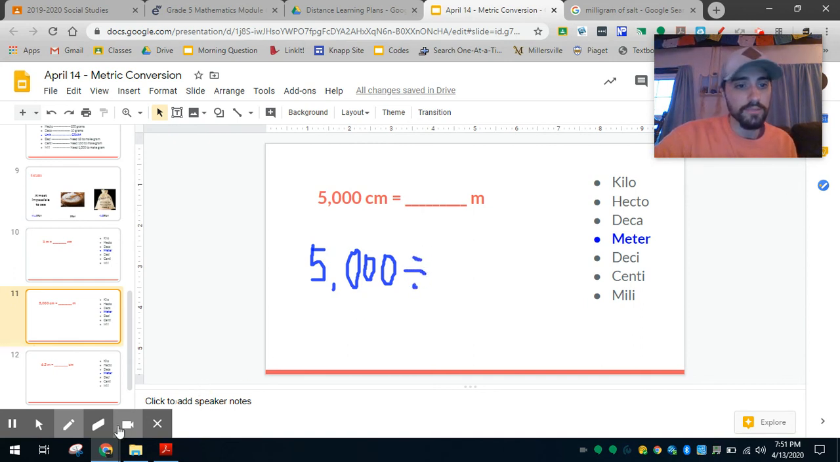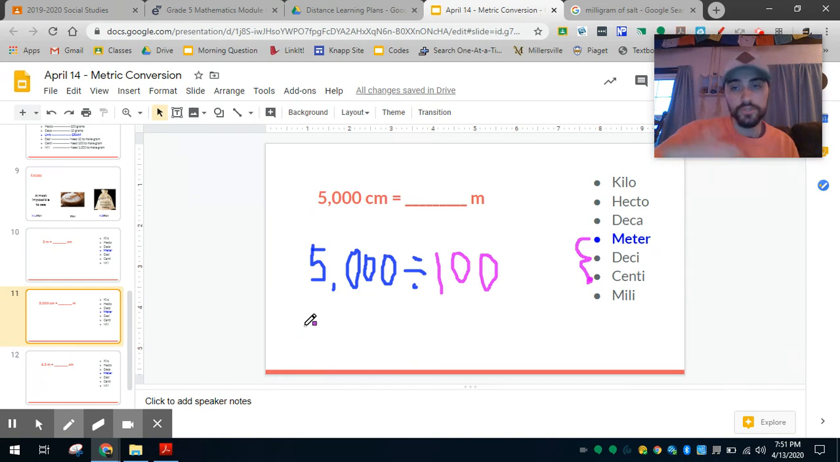All right, so now I'm going from centimeters to meters. So let's see. I start at centi, and I'm going up to meter, which is the unit. So I take 1 hop, 2 hops. 2 hops, just like before. The second power of 10, 2 hops, 2 zeros. So to do my conversion, it would be 5,000 divided by 100.